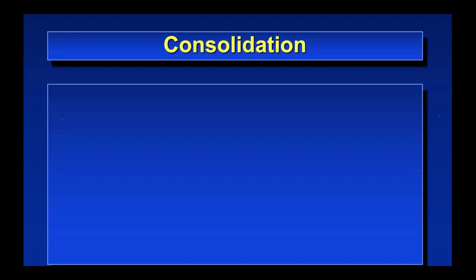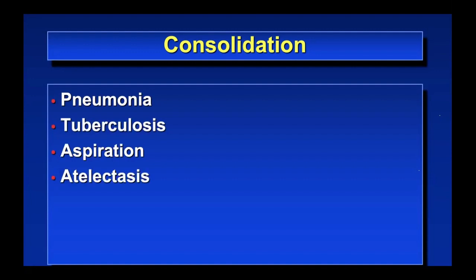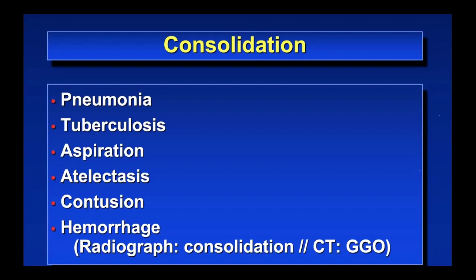They're filled up by lung. Okay, so causes of consolidation, we think, of course, pneumonia, TB, aspiration, but also remember atelectasis, contusion, and hemorrhage. On radiographs, hemorrhage can look like consolidation, but on CT, it usually presents as ground glass opacity. It's a little bit less dense on CT.